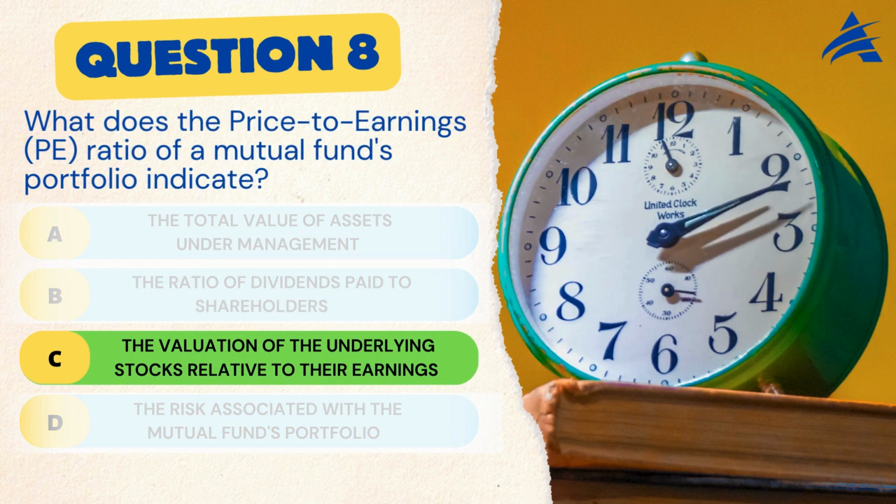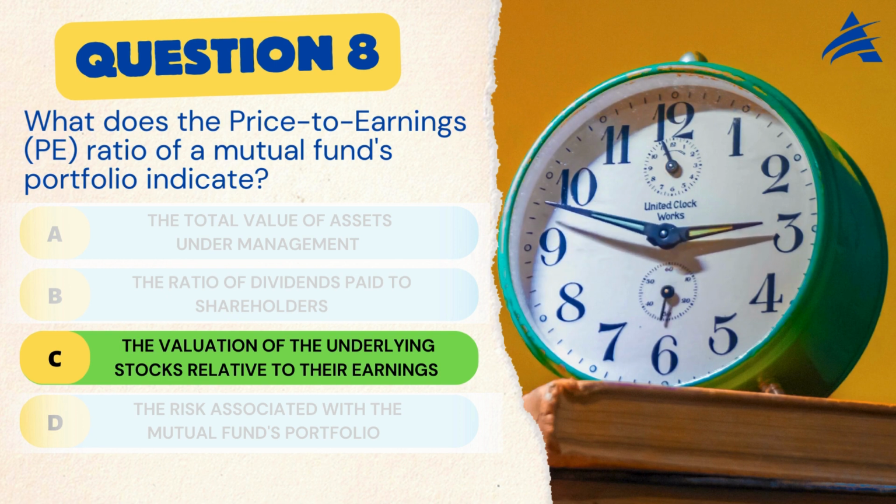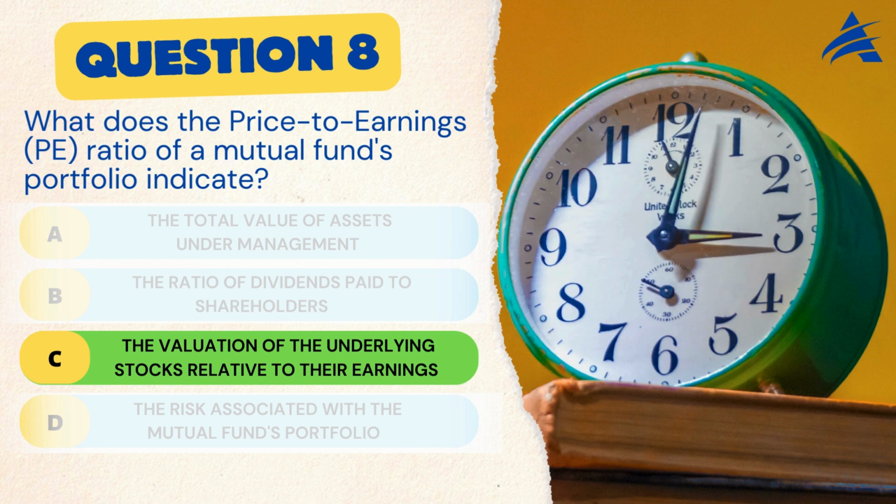The correct answer is C. The valuation of the underlying stocks relative to their earnings. P/E ratio measures the price investors are willing to pay for each rupee of earnings generated by the stocks held in the mutual fund's portfolio. A higher P/E ratio suggests that the stocks are relatively expensive compared to their earnings.